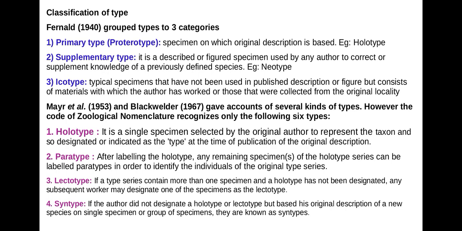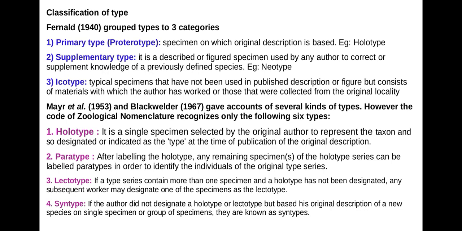It is a single specimen collected by the original author to represent the taxon and so designated or indicated as the type at the time of publication of the original description. Then paratype. After labeling the holotype, any remaining specimens of the holotype series can be labeled paratypes in order to identify the individuals of the original type series.